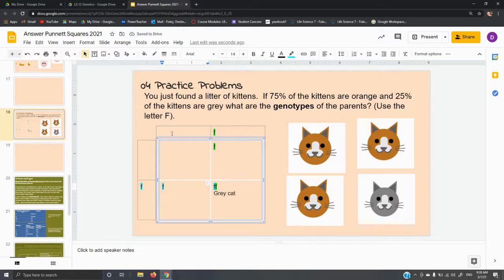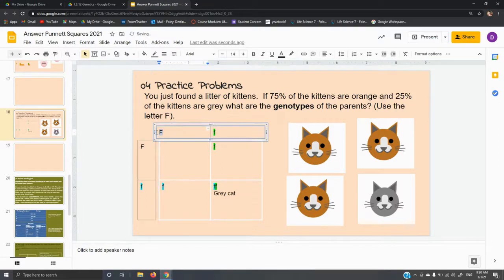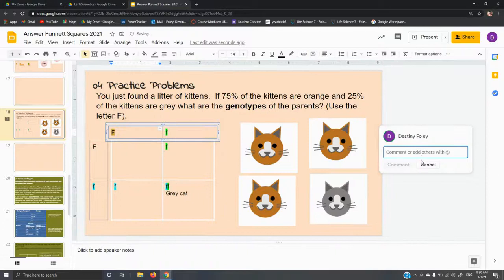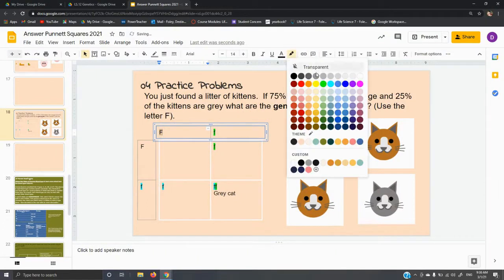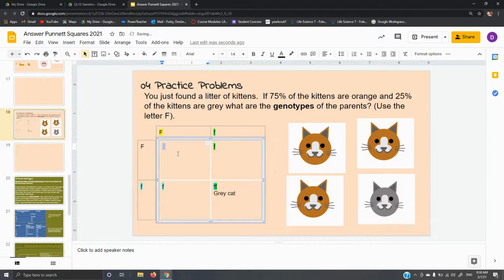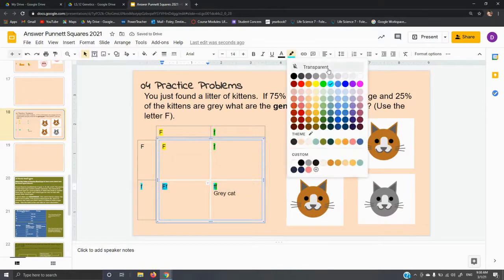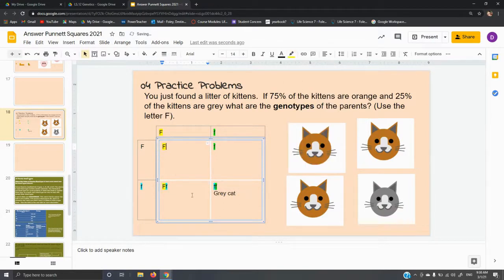How are we going to get an orange cat here? How are we going to do it? Oh, I know. We're going to use a capital letter and a capital letter. We're going to represent those capital letters by making this one yellow. So we have capital, yellow. We'll make this one yellow, and this one yellow as well. Okay, so we have that taken care of.